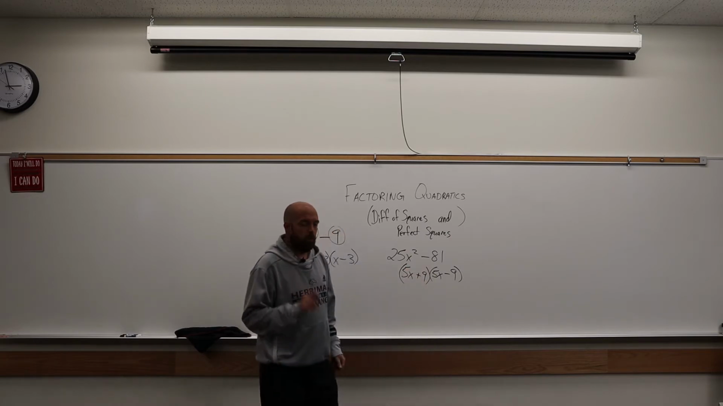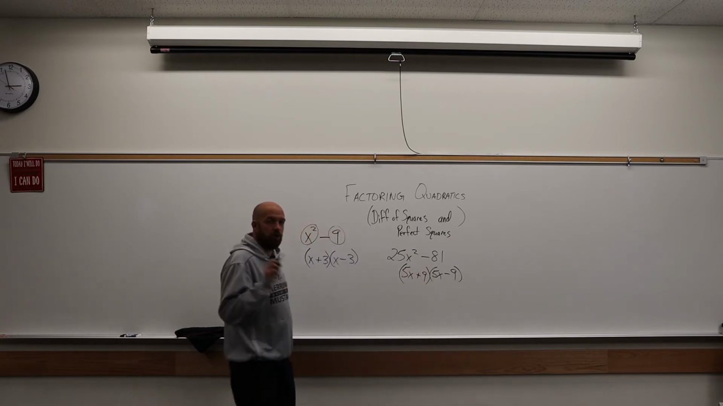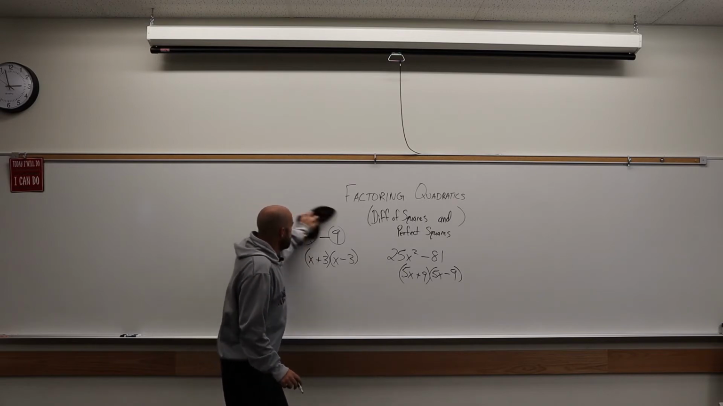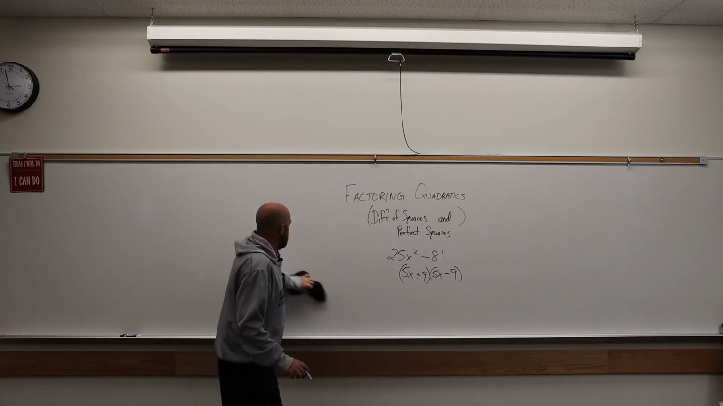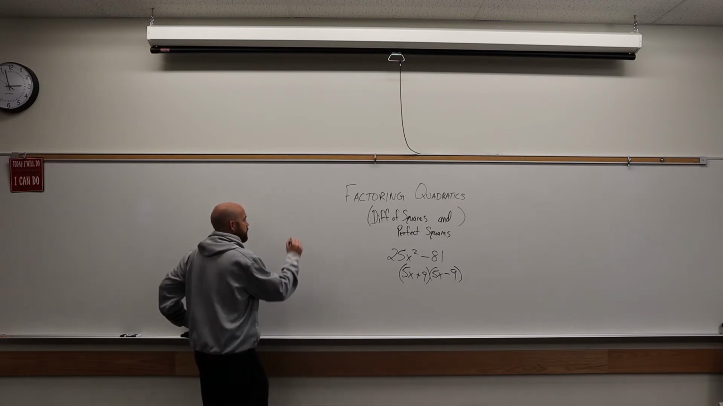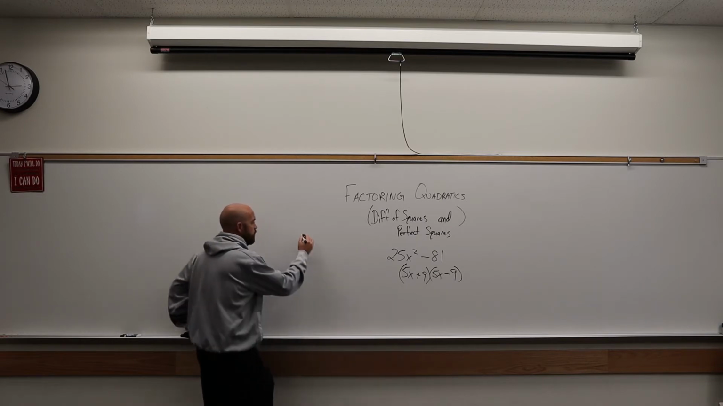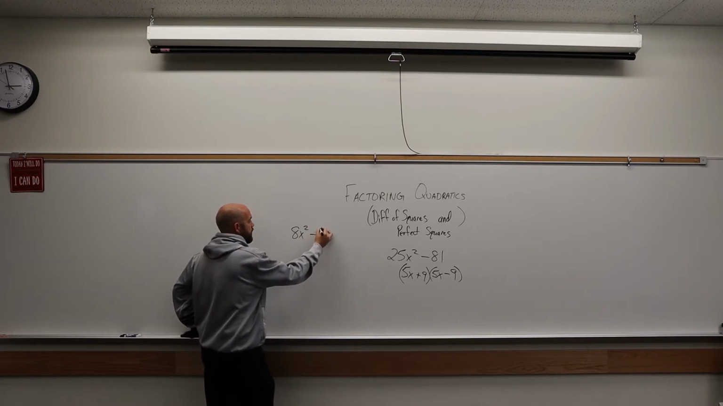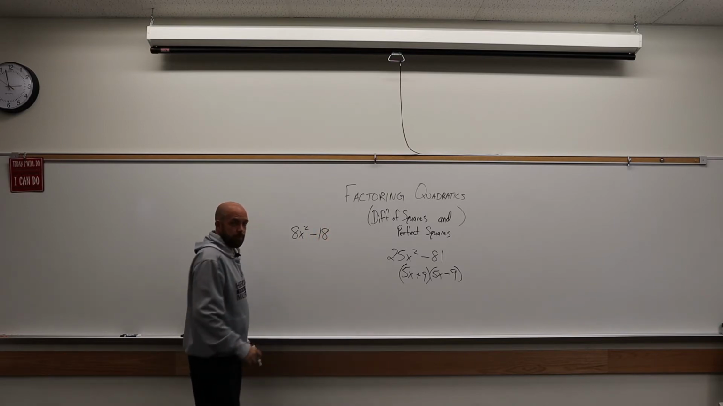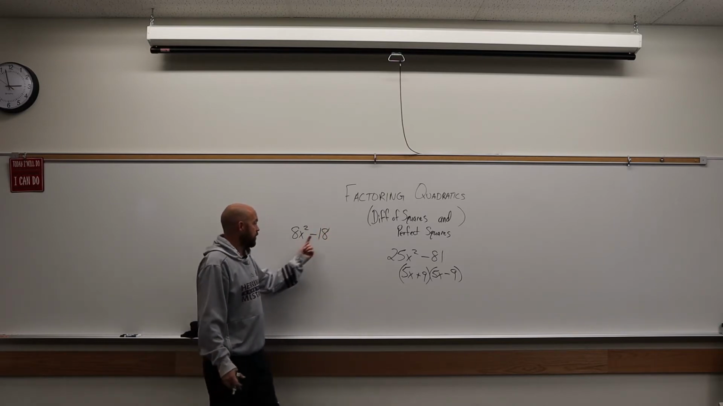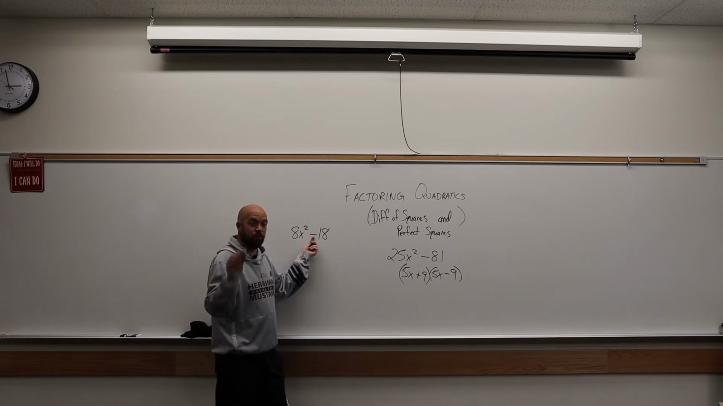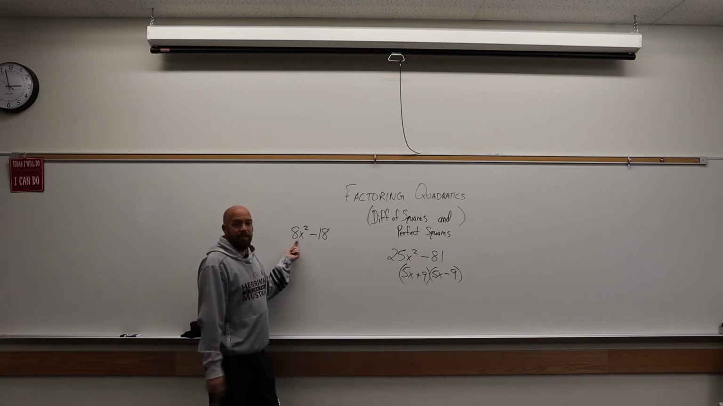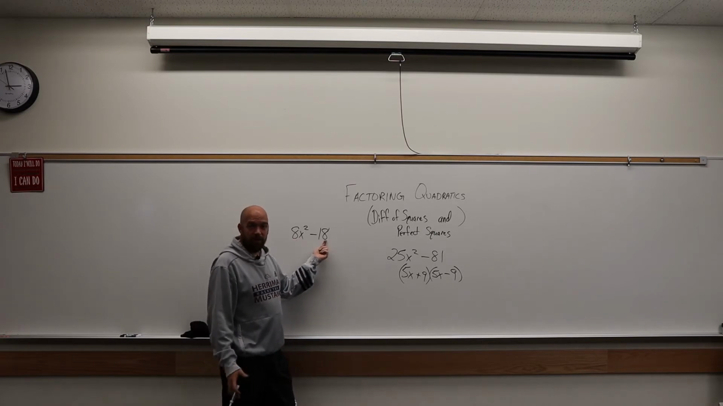There is one way I can try to make this more difficult where it's harder to see, but it's still possible. Like, let's use a smaller number so you can kind of see what I'm doing here. But let's say we have 8x squared minus 18. Okay, well, initially I look at this and I'm like, ooh, it's subtracting. Maybe this is difference of squares. But I can't take the square root of 8. That's an ugly decimal. And I can't take the square root of 18. That's ugly.